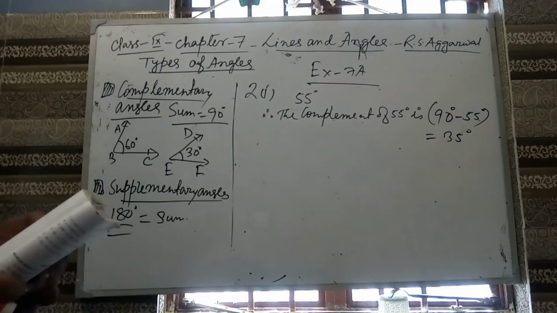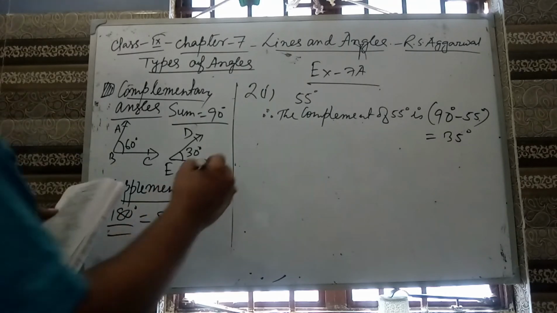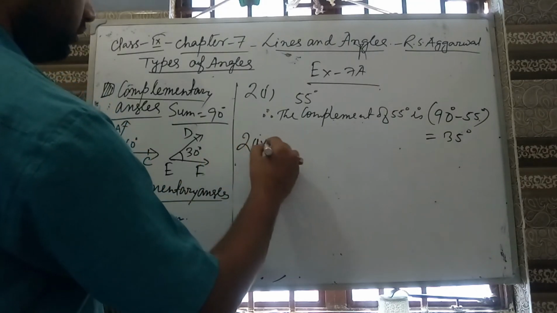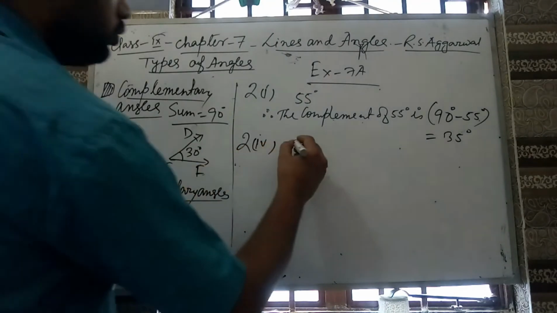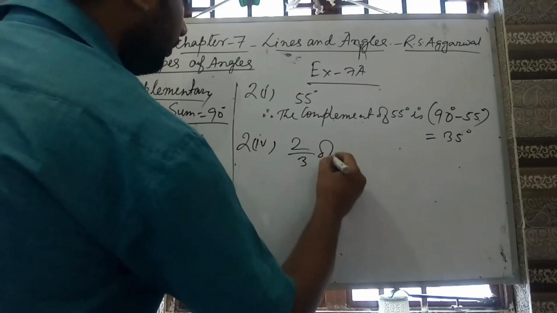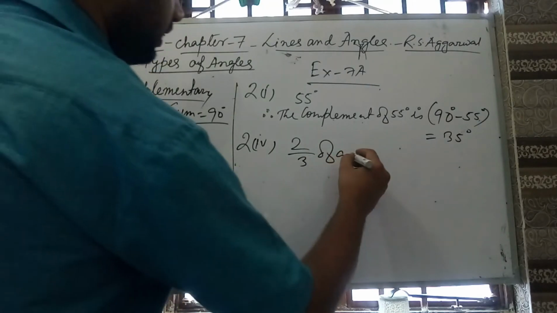We are doing question number 2 Roman 4. What is given? Find the complement of 2/3 of a right angle.